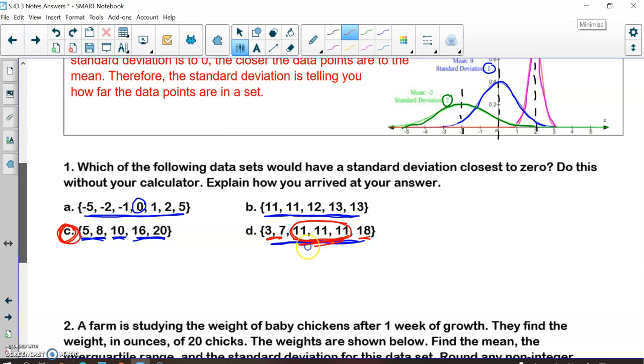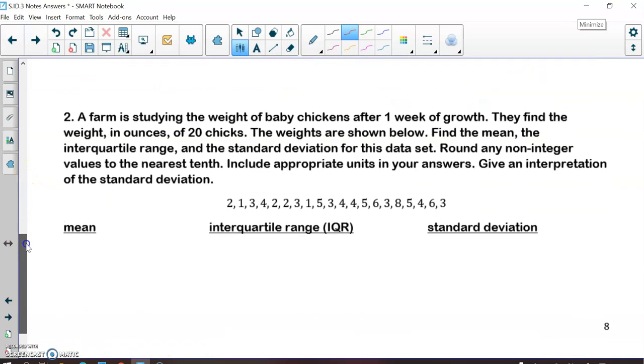These 3 points are not going to be too far off from your mean, while the other 3 might be. But in letter C, we have quite a few points that are far off from the mean. So letter C would have the higher standard deviation.